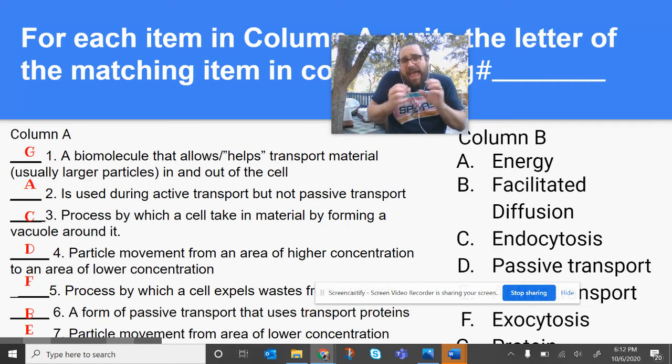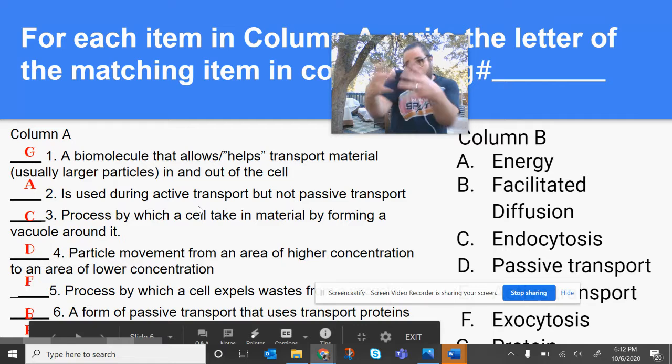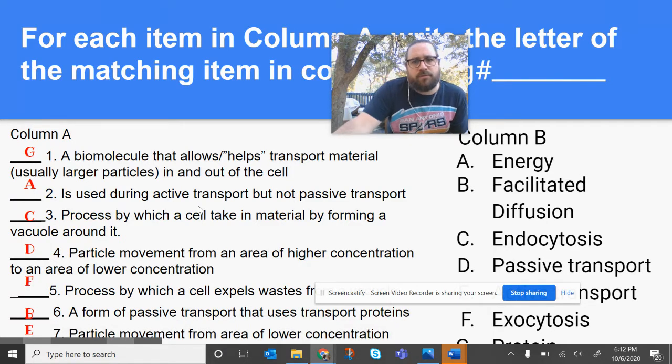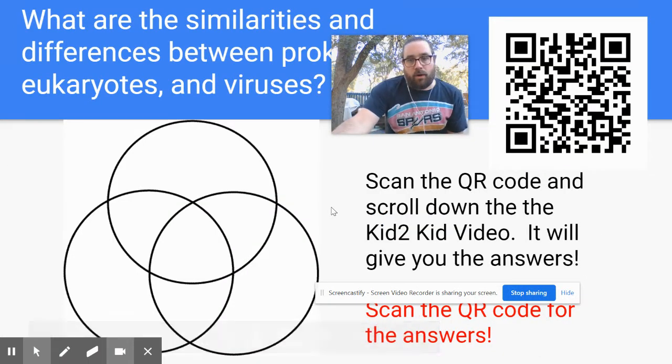Endocytosis, I'm bringing in. Exocytosis, I'm exiting from the cell. Facilitated diffusion. People have a hard time with this one. Facilitated diffusion is diffusion that's regular, but this time I have to go through a protein channel. It's regular diffusion, but through a protein channel. That's it. So take a look at those guys. Then go ahead and pause it again.